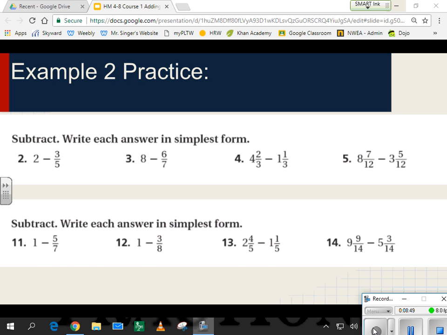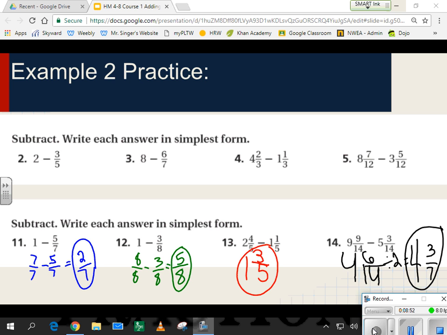Good luck. So for numbers 11 and 12, you had to make the 1 whole a fraction with a like denominator. So for number 11, we keep it as 7. For number 12, we keep it as 8. And remember, 1 whole is always shown by having the same in the numerator as the denominator.